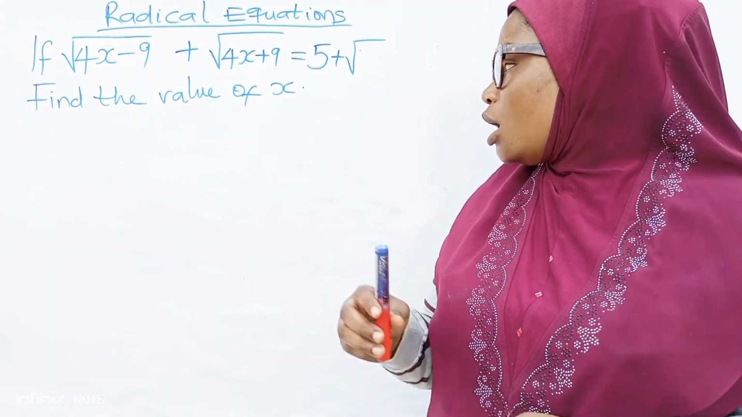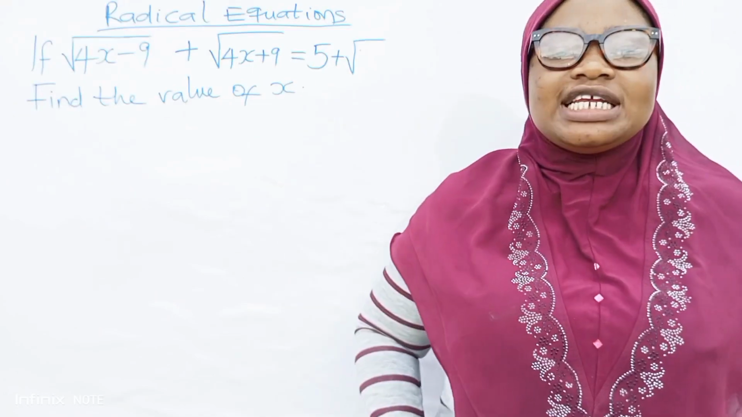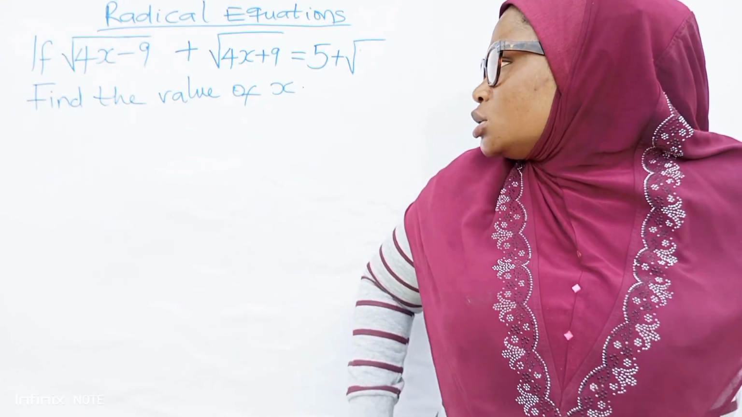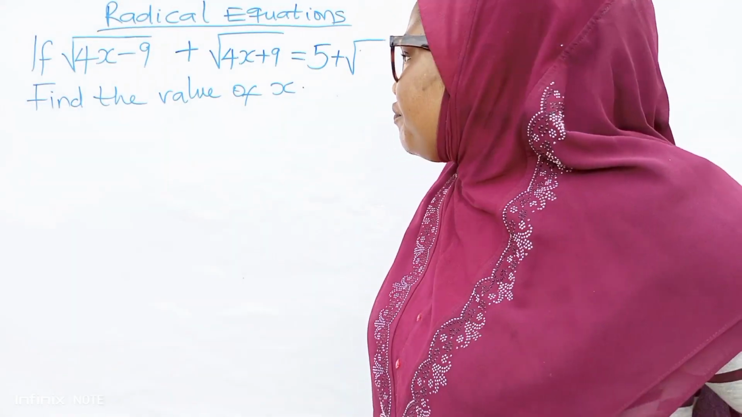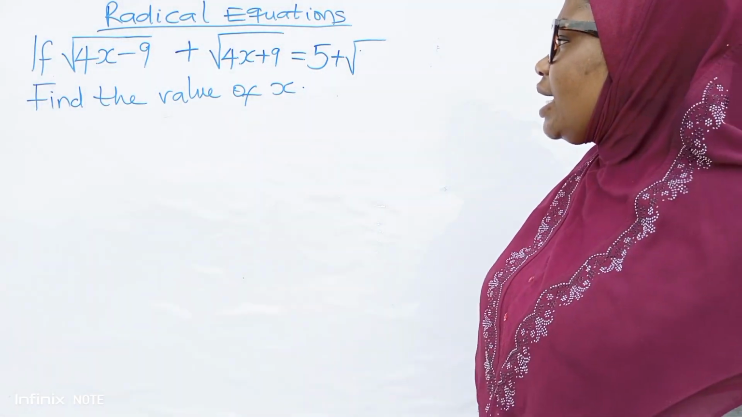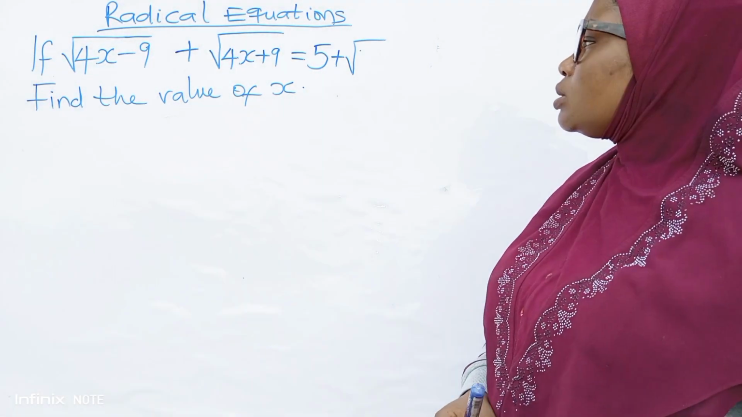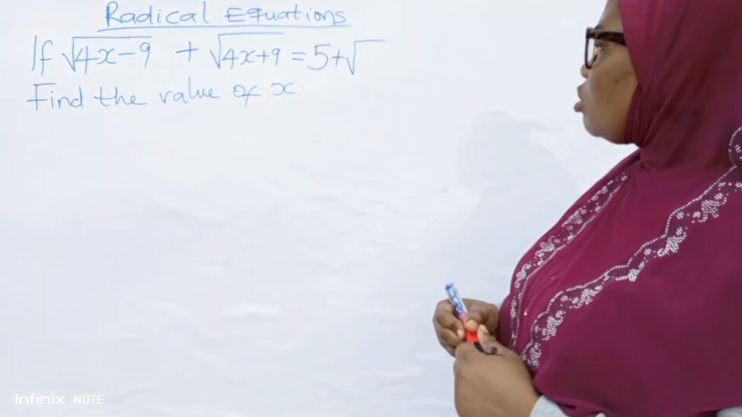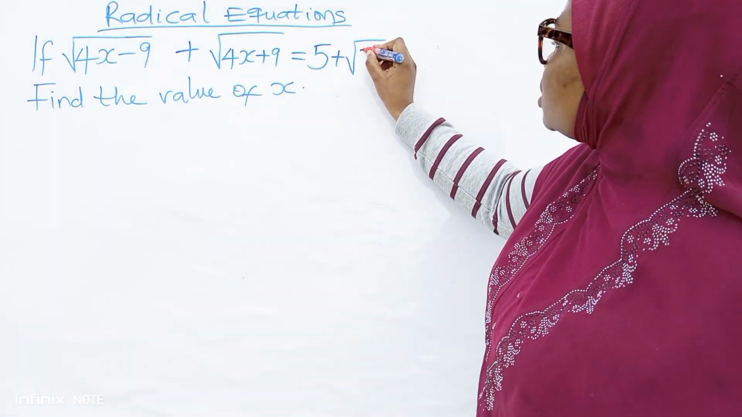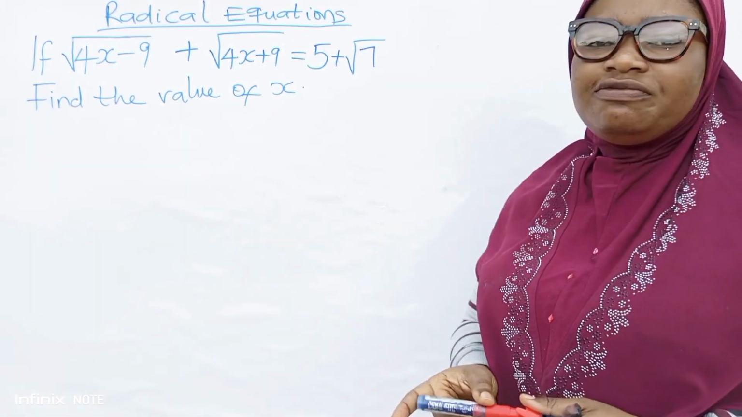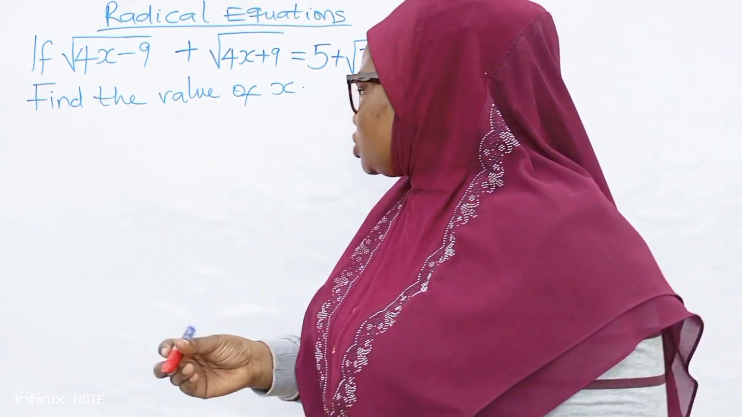In today's class, I want to show us how we can solve radical equations. So this question says, if root 4x minus 9 plus root 4x plus 9 is equal to 5 plus root 7, find the value of x. Solution.